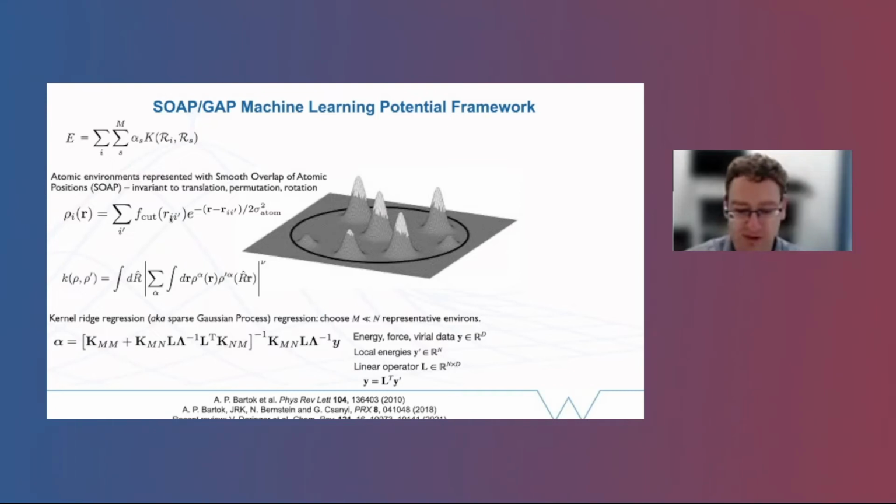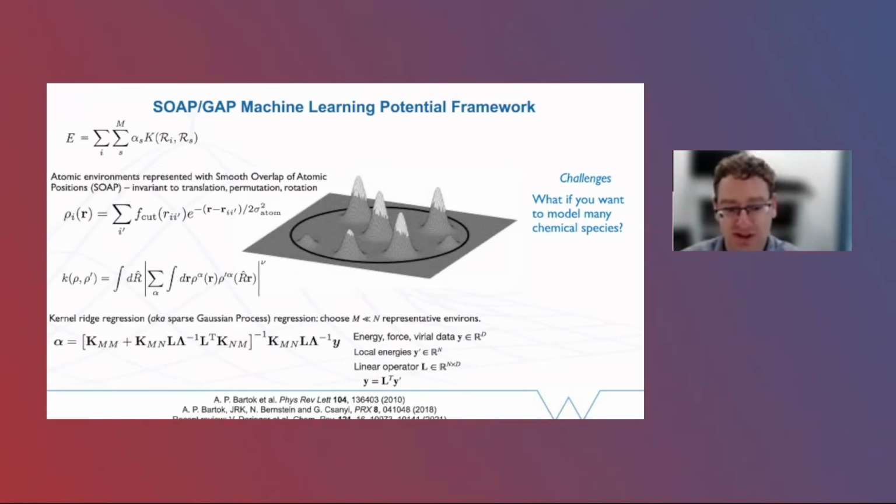Okay, this has been very successful. You've probably seen some of the recent applications. There's a very nice review that's been put together by Volker Deringer and others if you're interested in applications of Gaussian process regression for materials modeling. I'd recommend having a look at that review. But there are some challenges and some limitations. I want to talk about two of them.